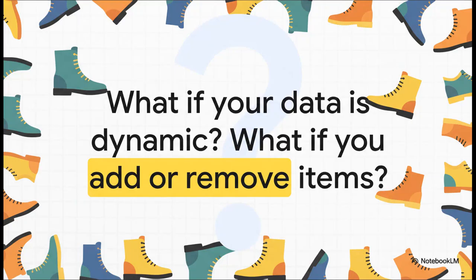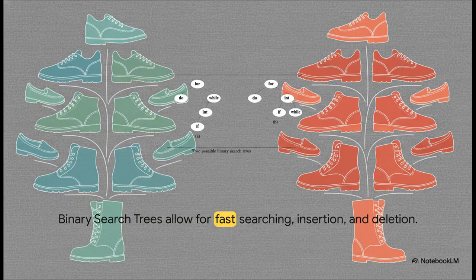A sorted list is great, but it's got a huge flaw. If you want to add a new number, you have to find the right spot and then shift everything else down to make room. That's super slow. So what do you do when your data is alive, when things are being added and deleted all the time? This is the exact problem that binary search trees were invented to solve.